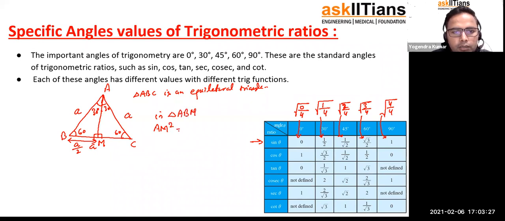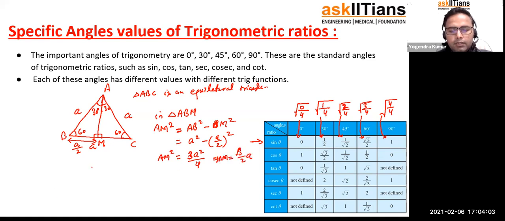AM square, using Pythagoras, AM square is going to be AB square minus BM square. Now AB is what? A square minus BM is what? A by 2 square. So A square minus A square by 4 is going to give you 3A square by 4, right? So AM we are getting here is root 3 by 2 A, right? This is what we got.